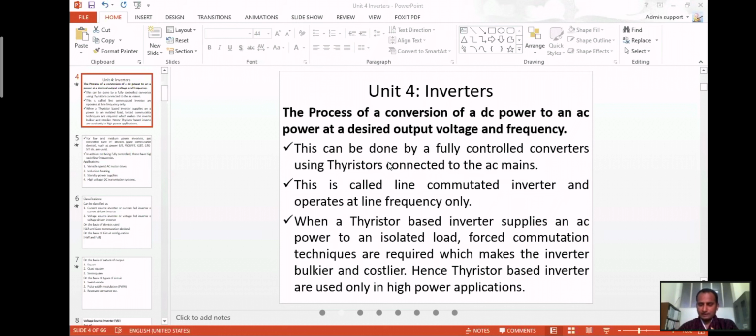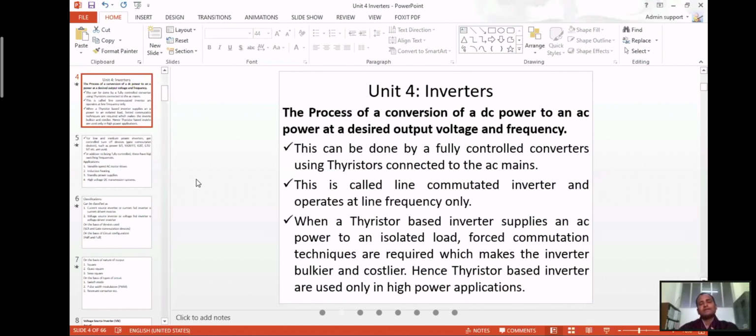So the last unit is the AC to AC converter, okay. We can see that it will not take much time on that last unit, the cycle converter, where we are just converting from AC to AC, okay, that is, a fixed AC to a variable AC. So that will not take much time.